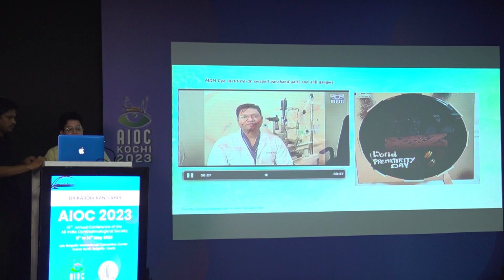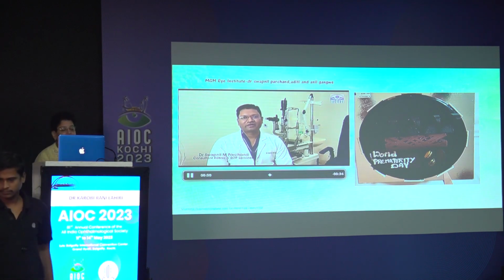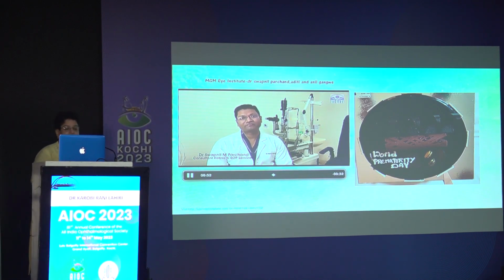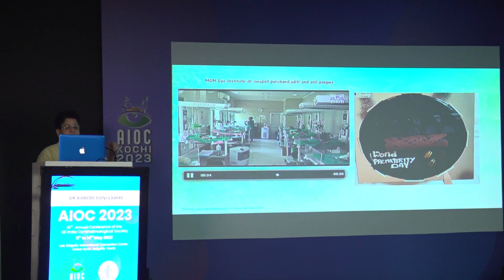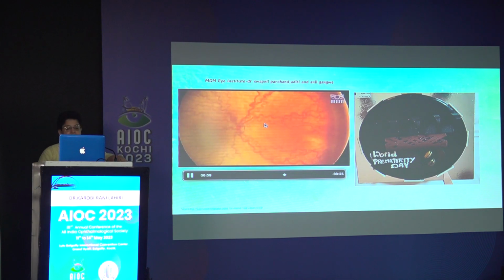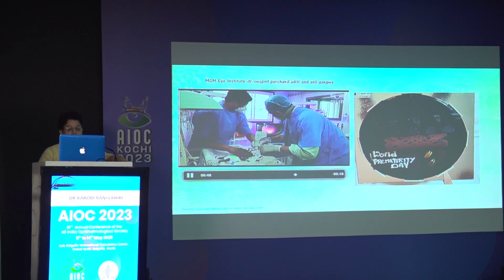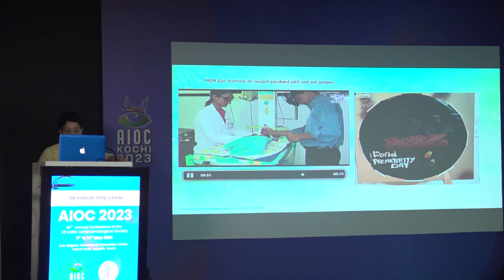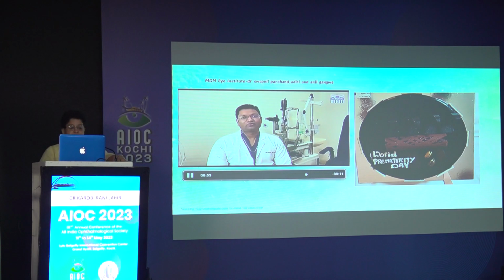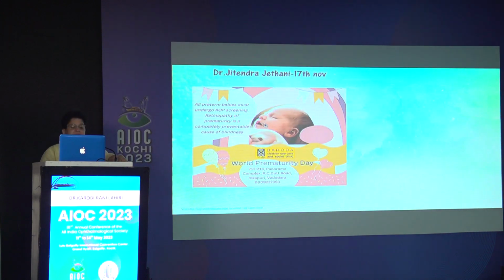Hello. In India, every year around 3.5 million babies are born prematurely. Out of these premature babies, around 10 to 15% of babies have severe form of retinopathy of prematurity. It is our duty to get these babies screened for retinopathy of prematurity within 30 days of their life. No baby should go blind because of retinopathy of prematurity. Thank you.